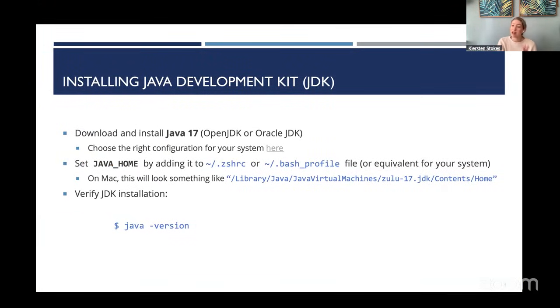So once you install Java 17, if you haven't already, you will want to set your Java home variable. Depending on what bash terminal or Z shell terminal you use on your system, you can update this variable and export it in your shell config. On Mac, for example, this path is going to look something like this. You just want to make sure you have it set appropriately to the Java 17 version, so that everything works as expected. And then you can check it with this easy Java version command.